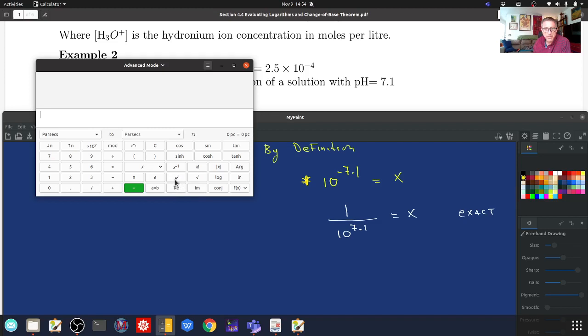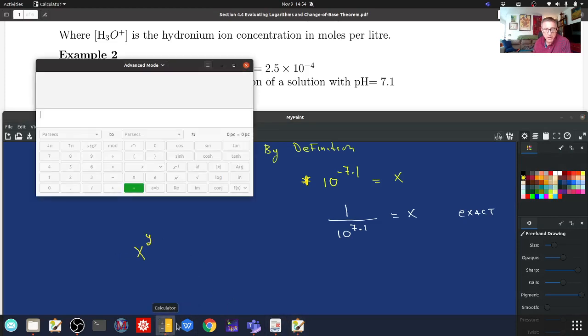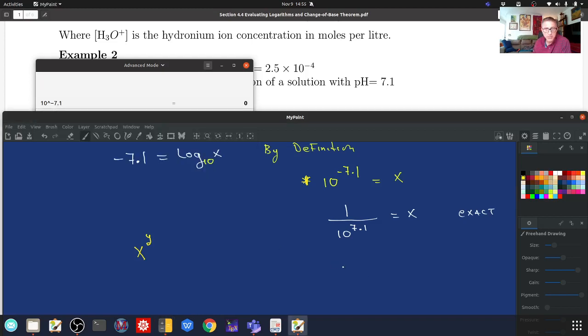So we want to use the x to the y button. So my button here is an x to the y, and you will probably have a button like that as well. So my x is my base, and my y is my exponent. So my base is 10, x to the y, and here I'm going to put minus 7.1. And I get the answer, and we knew it's going to be really, really small.